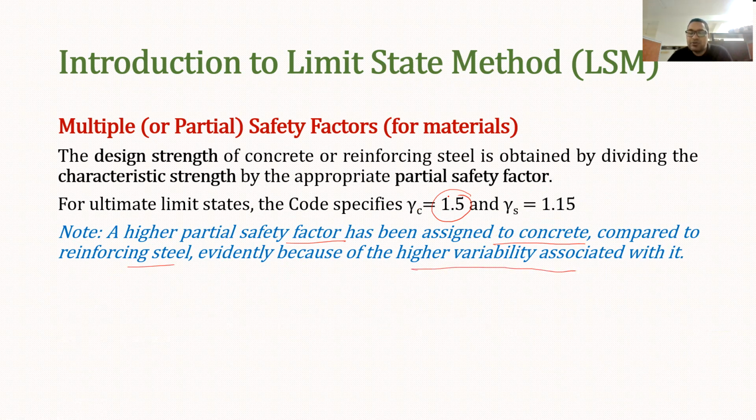The quality control of concrete may not be as good as in the case of steel, because steel is manufactured in a factory and its quality control is good, and therefore the variability of the strength of steel is less compared to concrete. Most of the time concrete is manufactured on site, and therefore the variability is more, because the strength of concrete may be affected by many factors. So this high variability gives the higher value of the safety factor.